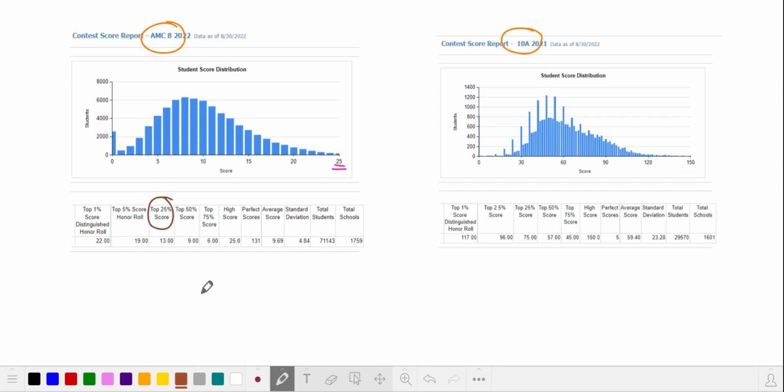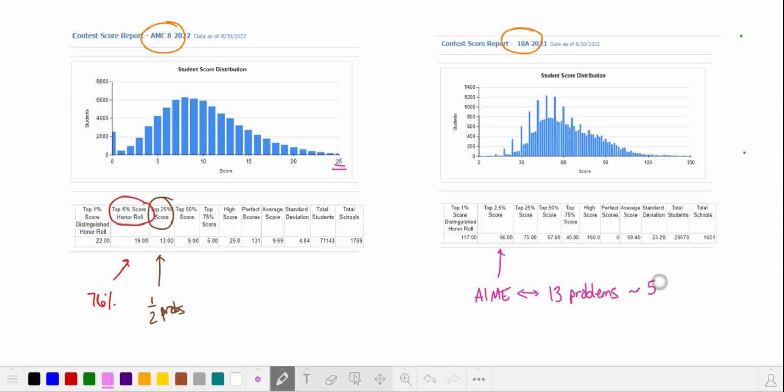Notice that in order to earn a top 25% score, you need to get about half of the problems answered correctly. A top 5% score means you're getting about 76% of the problems correct. So parents and students need to adjust their expectations of what proves to be a good score. Likewise, with the AMC 10, a score that will qualify you for AIME can be earned by correctly answering 13 problems, which again is about 50% of the problems. So don't sweat a low score.